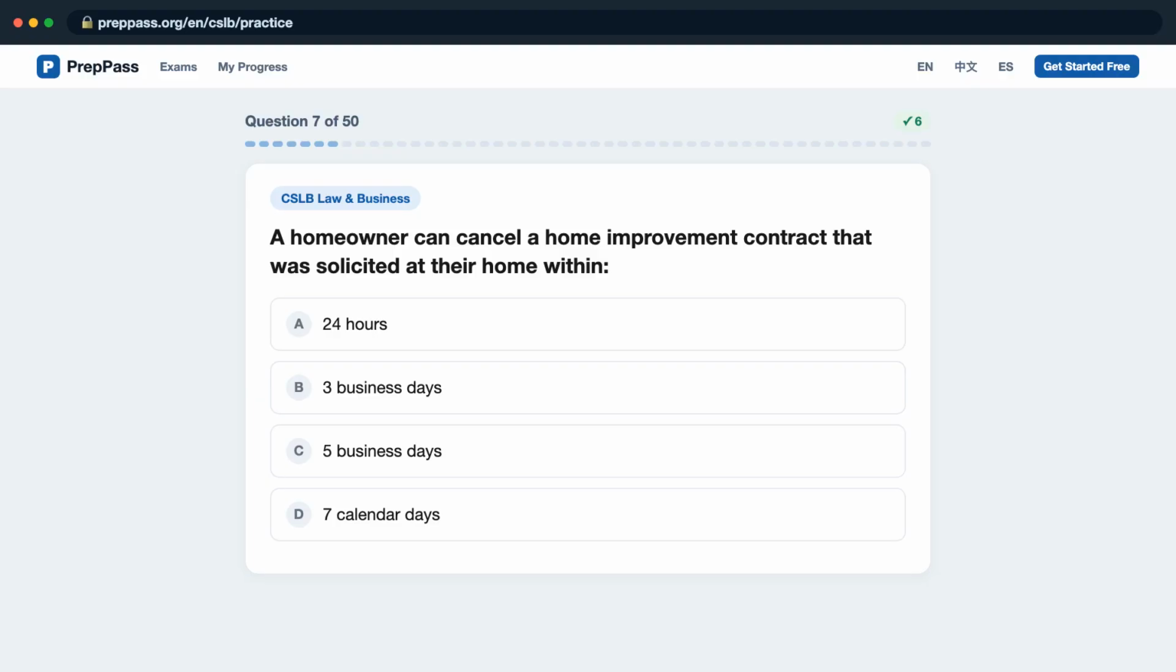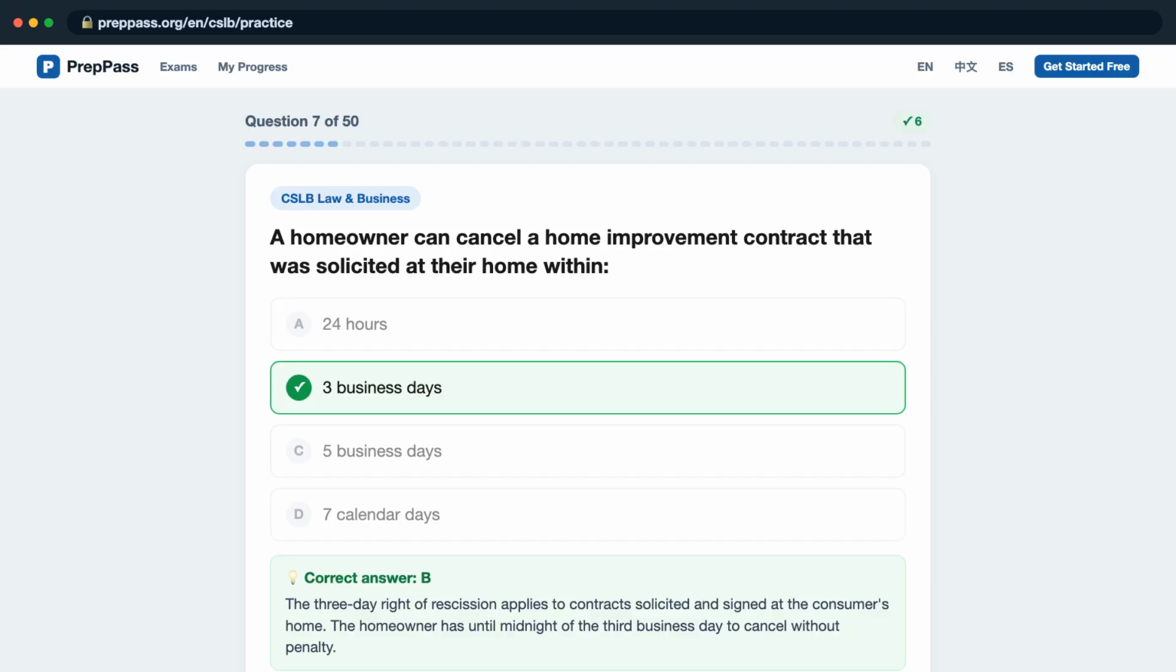Question 7. A homeowner can cancel a home improvement contract that was solicited at their home within, is it A, 24 hours? B, 3 business days? C, 5 business days? D, 7 calendar days?